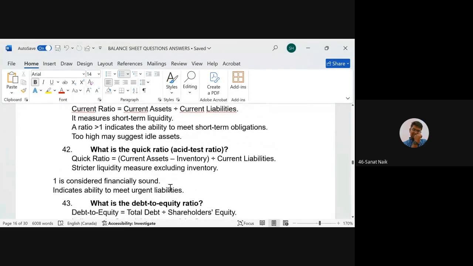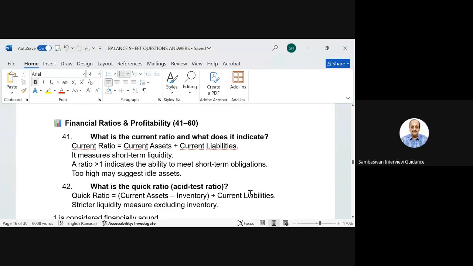41. What is the current ratio and how does it indicate? Current ratio is equal to current assets divided by current liabilities. It measures short-term liquidity. A ratio greater than 1 indicates the ability to meet short-term obligations. Too high may suggest idle assets.